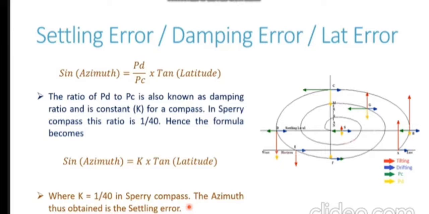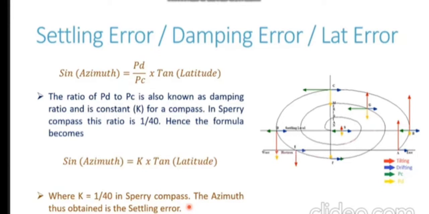Now, as far as our questions are concerned, if the damping ratio of a compass is provided to us in the question, we will use that value which is provided. They may either provide this information straight away, telling that the damping ratio of the compass was 1 is to 40, or they may give us some information with which it can be easily calculated. So in both these cases, when it is directly provided or some information is given with which it can be calculated, we use the given value.